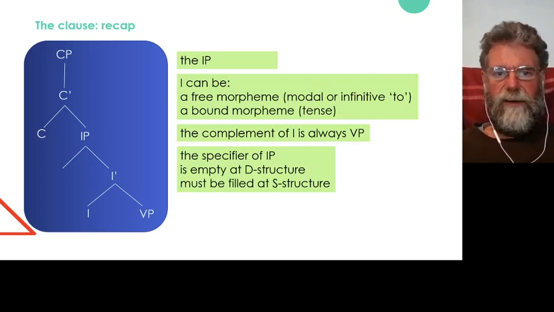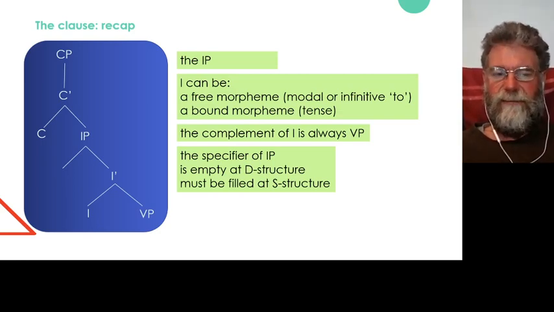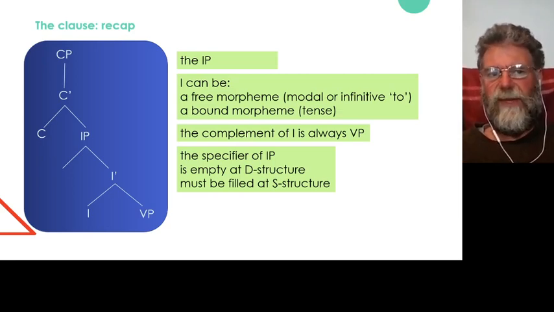The specifier of the IP is empty at D structure. D structure is the level of representing the structure before anything moves, and so the specifier position of the IP is always vacant, always ready to be moved into, and in fact it has to have something in it by the time we get to S structure, that is the level of representation after movement takes place. So there always has to be something in that position by the time we get to the end of the derivation of the sentence.